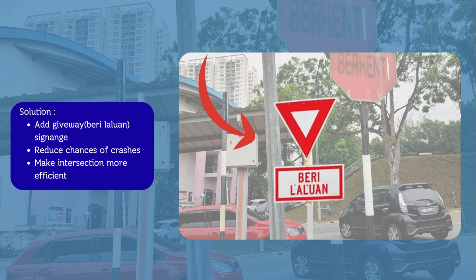Drivers know whether to stop, slow down, or let others pass. This reduces chances of crashes at the spot, less confusion, more confidence, and makes the intersection more efficient.